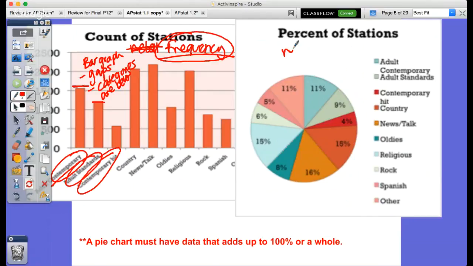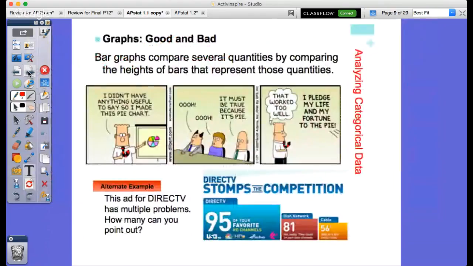When we talk about relative frequency, again, percents, right? Relative frequency is in percents. Categorical data is represented by a pie chart. So as I look at adult contemporary, I recognize that it relates to 11% of the radio stations. A pie chart is something I can use to see the full picture of all of the radio stations and the percents that contribute to each of the categories within each of the types of radio stations, okay.